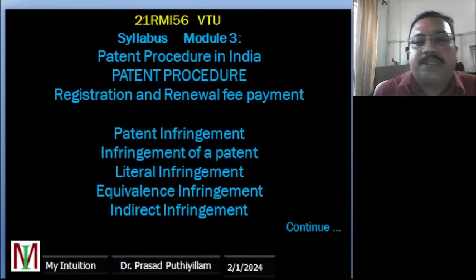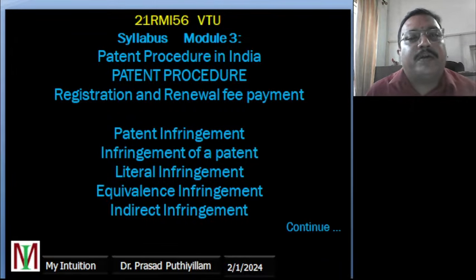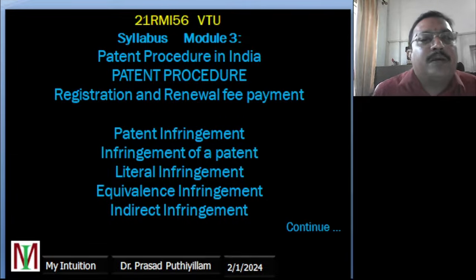Now the patent procedure in India. To understand the procedure, we explained how to do it, which different fees need to be paid, when they have to be paid, and what things we have to be careful about regarding the fees. That means the application fee or renewal fee, the re-renewal fee if it lapses, what the fees are, those come under registration and renewal fee payment.